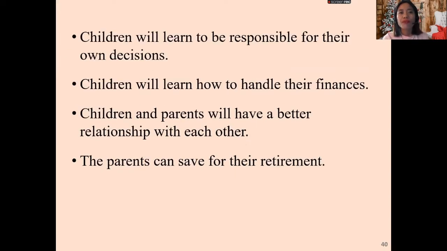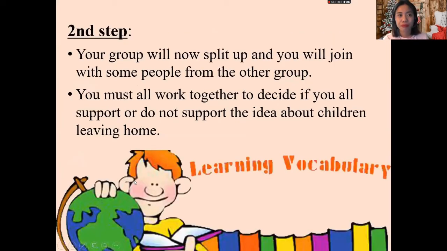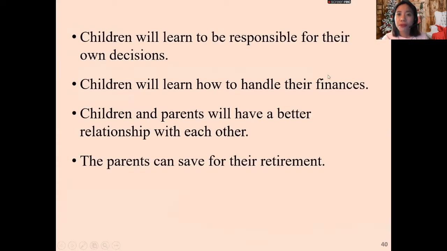So, for example, these are the ideas. First, children will learn to be responsible for their own decisions. Second, children will learn how to handle their finances. Third, children and parents will have a better relationship with each other. And the fourth, the parents can save for their retirement because, of course, the children do not depend on them, because they become independent. So these are now the supporting ideas.